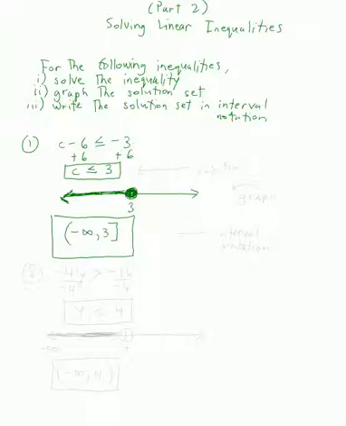Alright, so we've got our solution right here. Here we've got our graph. And here we've got interval notation. Okay, let's do another example. How about negative 4y is greater than negative 16? First thing I'm going to do is isolate the y. So I'm going to divide both sides by negative 4.